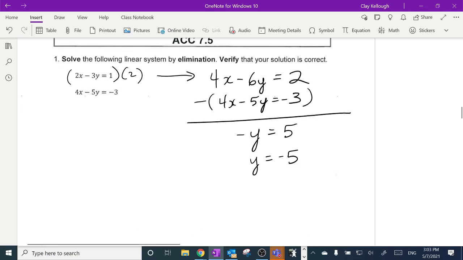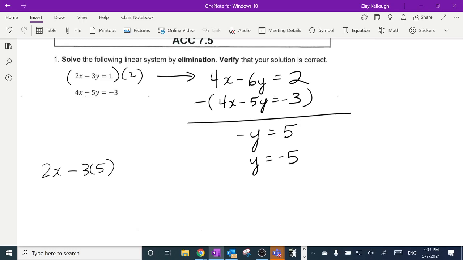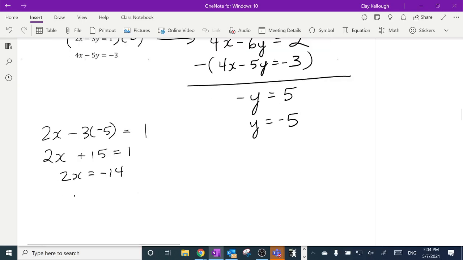The one drawback of elimination is nothing's nicely set up for you to just plug the y in without doing a little bit of work. I'll take the one with the smaller numbers. 2 times x minus 3 times negative 5 is equal to 1. So 2x plus 15 is equal to 1. 2x is equal to negative 14. x is equal to negative 7. So my answer is negative 7, negative 5.